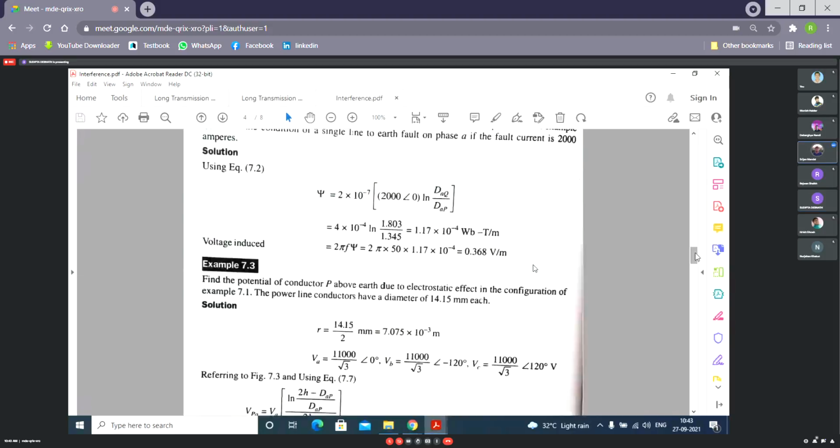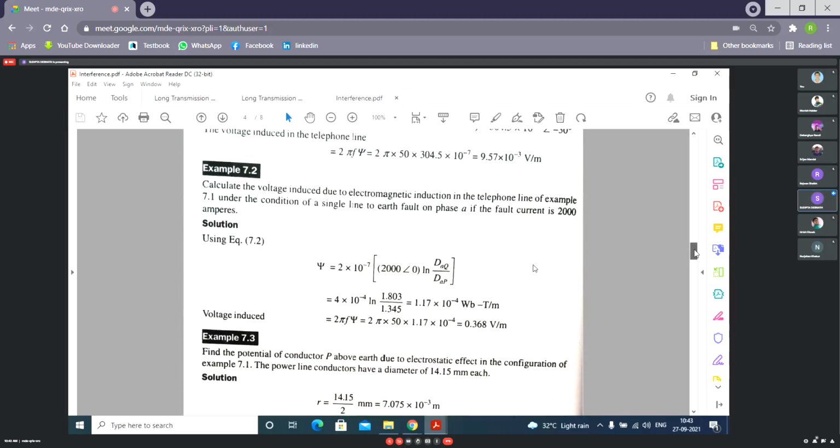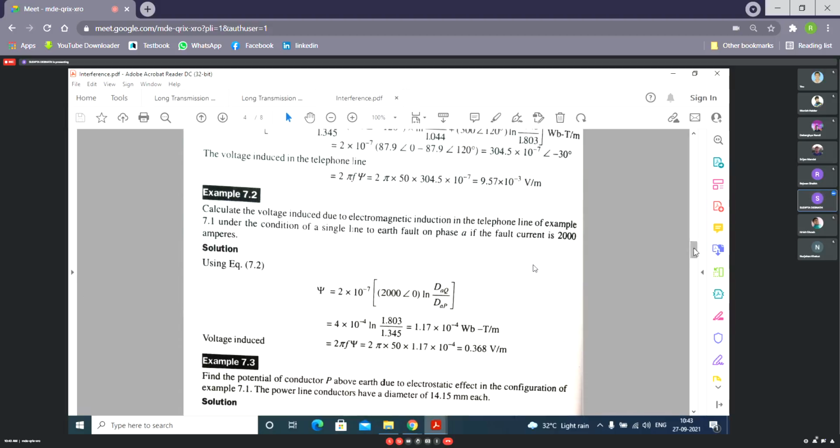In the last question, you considered the phase B, so then also the value will be... Yes, some change is there. You can consider. They have shown that considering that phase, this is the value.